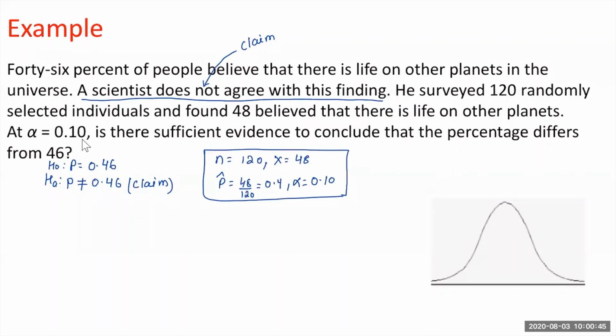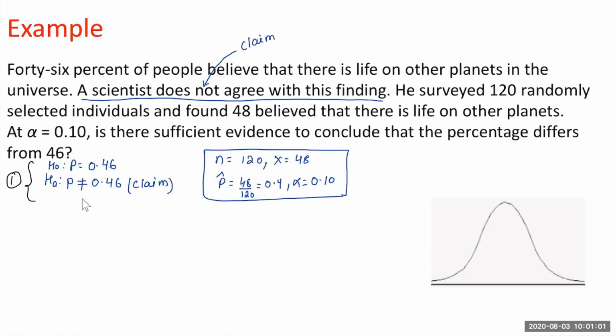Okay, that is our first step. I'm going to label this. This is my first step. We have the null and the alternative hypothesis. We have the claim. And also we have some additional information. This is the first step.